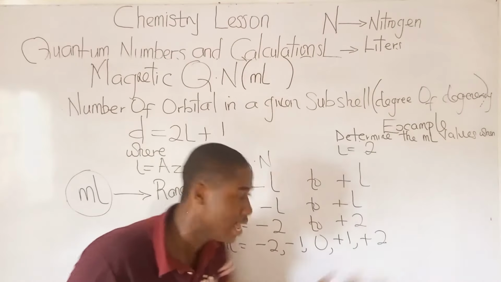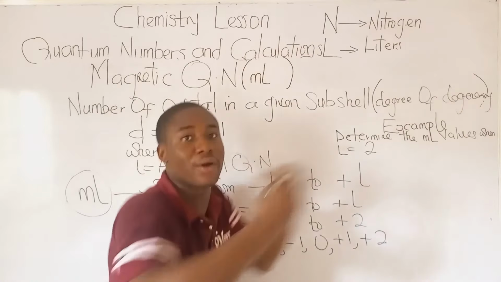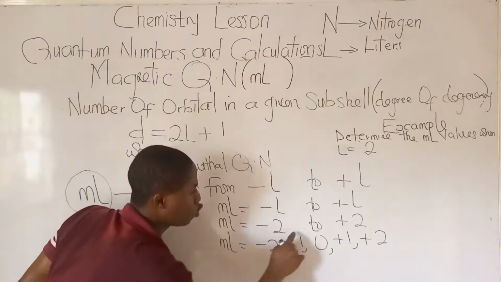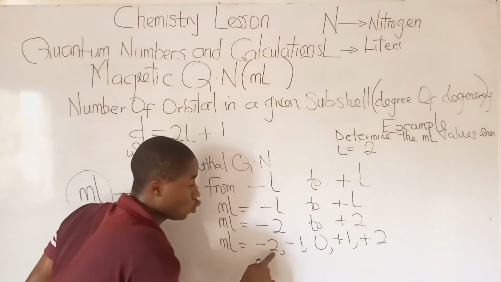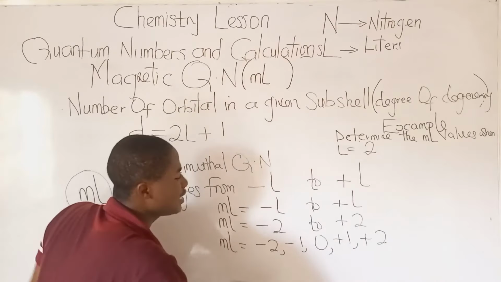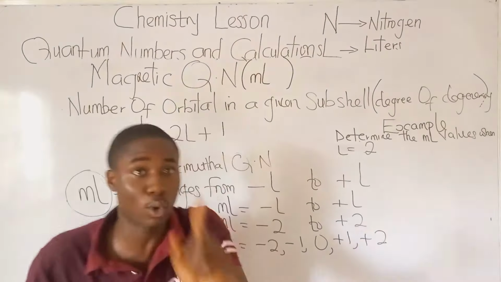It is very easy. You basically count towards 0. After 0, you now progress to the numbers in the positive direction. Okay, it is minus 2 to plus 2. So it's going to be from minus 2, minus 1, 0, plus 1, and plus 2. So all these are the values for the magnetic quantum number when n is equal to 2.